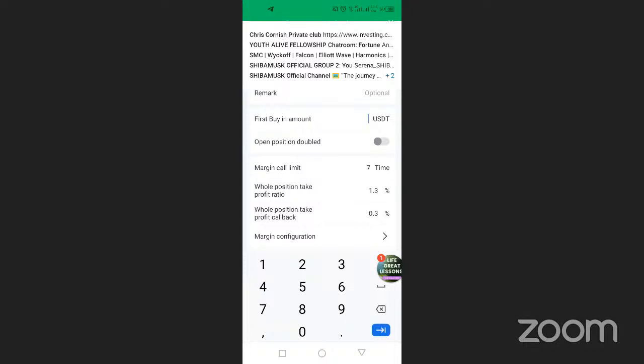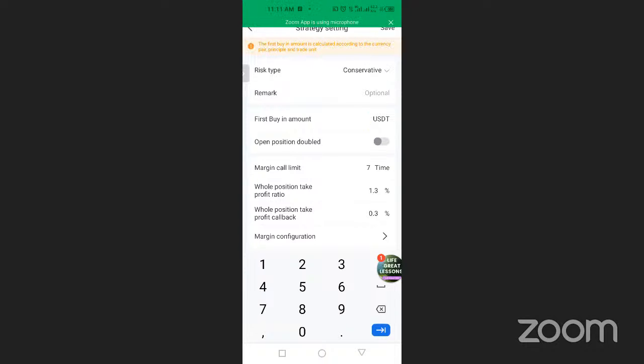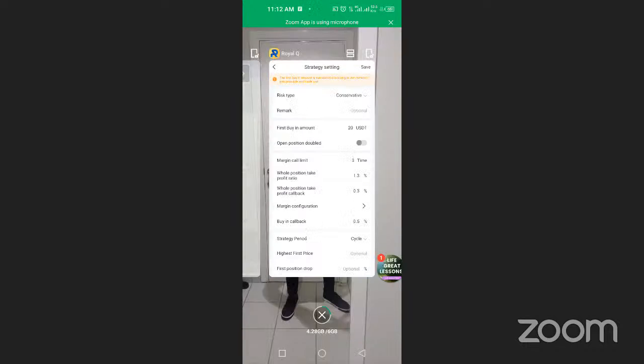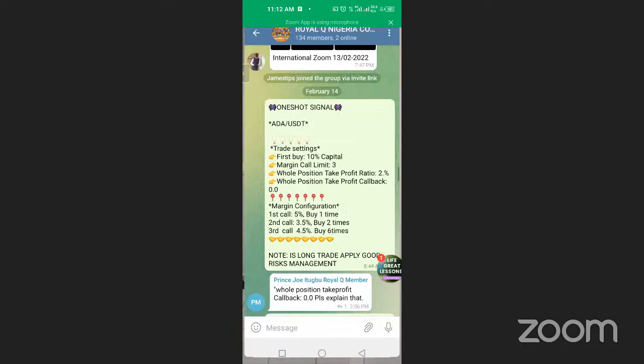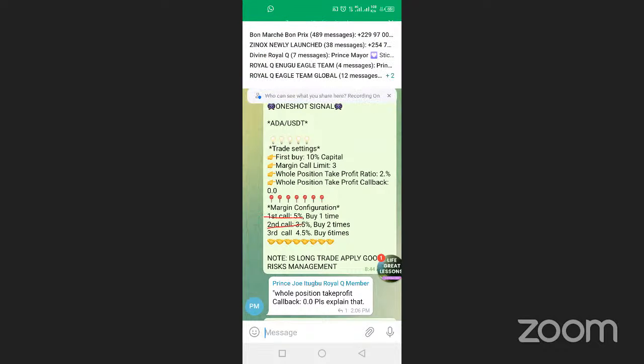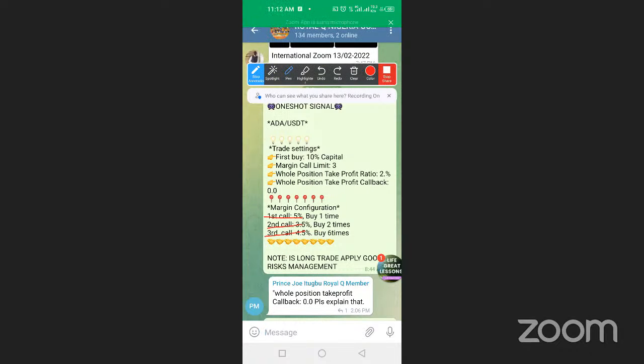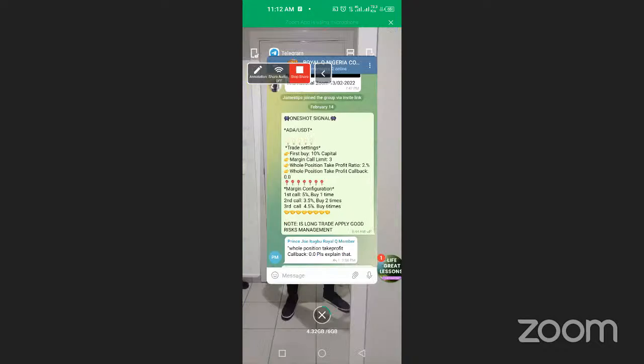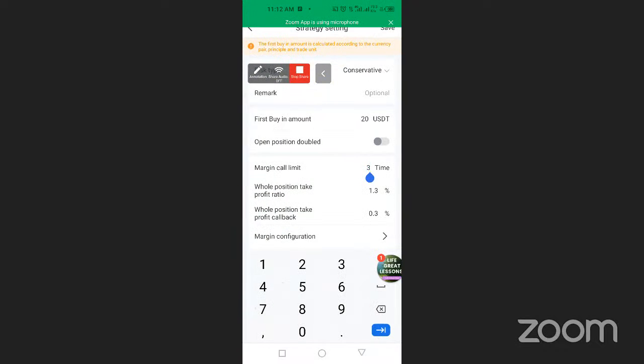Now, so this very one now, they say 10%. So let's assume that you are using 200. So 10% of 200 is $20. And then it's a 3 margin call. See it here. You see here how you take note that it's a 3 margin call: see first call, see second call, see the third call. So that's how you now know that, okay, it's 3 margin call. So here you now put 3. And then they take profit. They were saying 2%. You type 2 here.